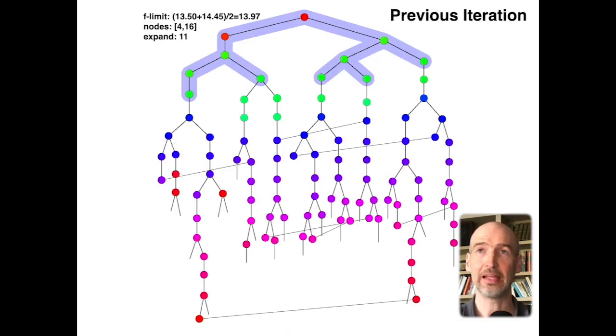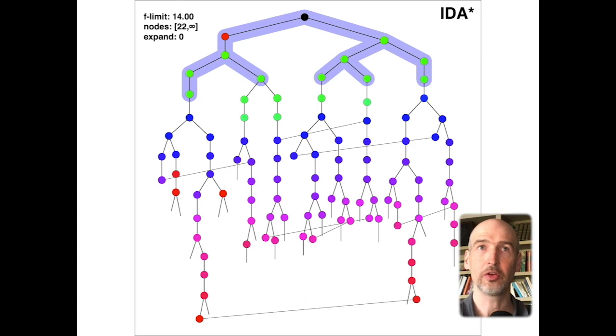So here we see IDA star. In the previous iteration, the F limit was 13.97, and it expanded 11 nodes. It was trying to get between 4 and 16, and so that worked out. When we come into the next iteration, we had 13.97, and now we're going to use an F limit of 14.0, which is simply what IDA star would do. That's the next possible F cost limit, and we're looking to do at least 22 node expansions. When we search this little tree up here, we only did 12 node expansions. That's below the 22 nodes we're looking for.